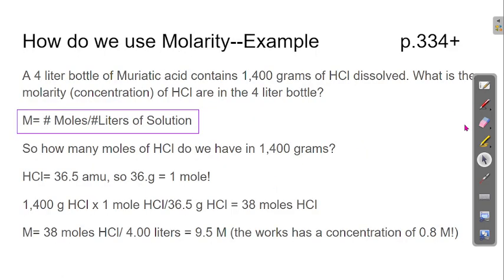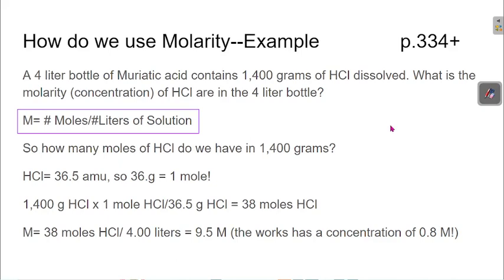Now, page 334, so we're moving on. How do we use molarity in chemistry? And they give you an example. We're going to be doing problems, so you're going to get to practice how to do this, but the textbook gives you an example.